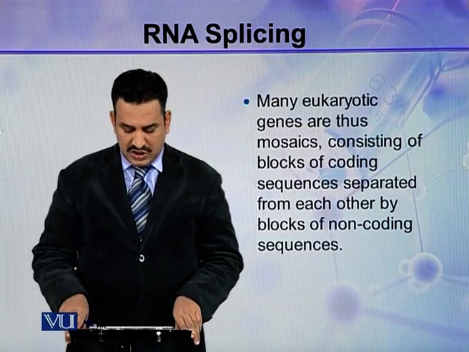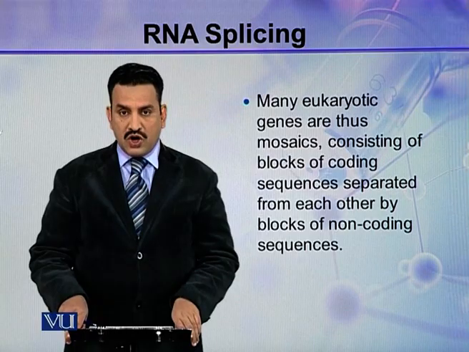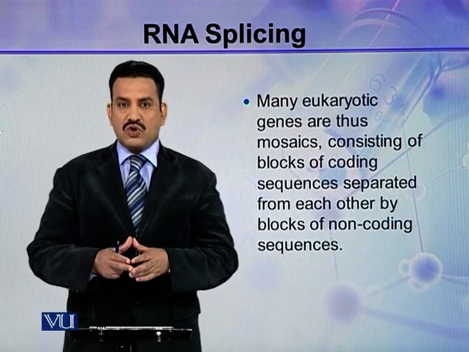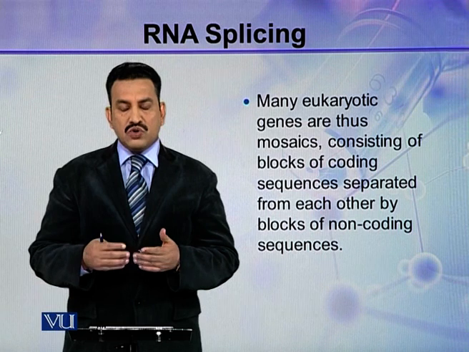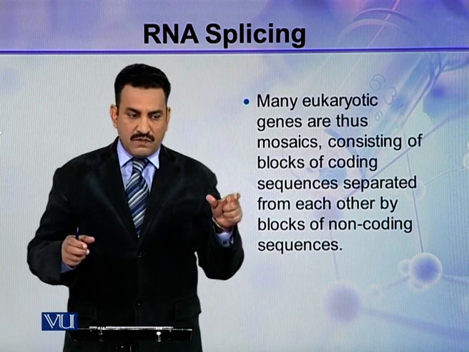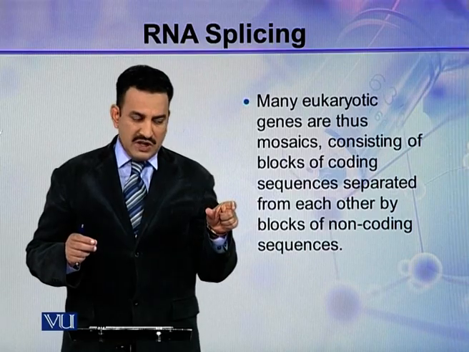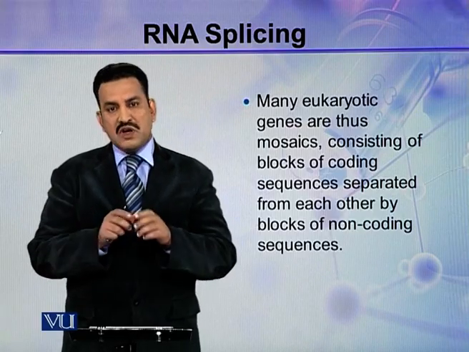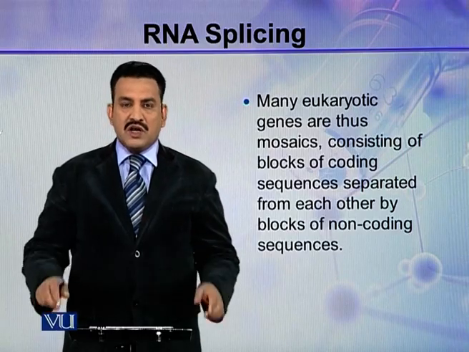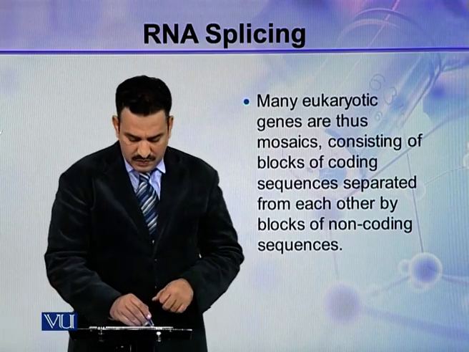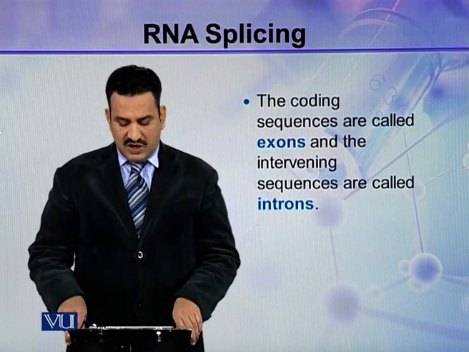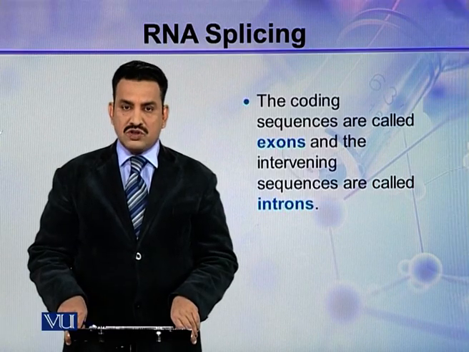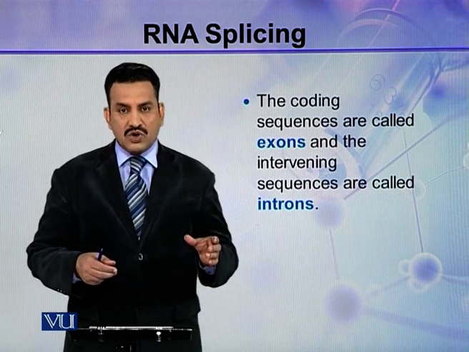Many eukaryotic genes are thus mosaics consisting of blocks of coding sequences separated from each other by blocks of non-coding sequences. So, if we see a eukaryotic gene, it will consist of a small coding sequence, and then a small or longer non-coding sequence, then coding sequence, then maybe a long non-coding sequence. In this way, a eukaryotic gene is made up. The coding sequences are called exons, and the non-coding or intervening sequences are called introns. So, a gene is composed of exons and introns.